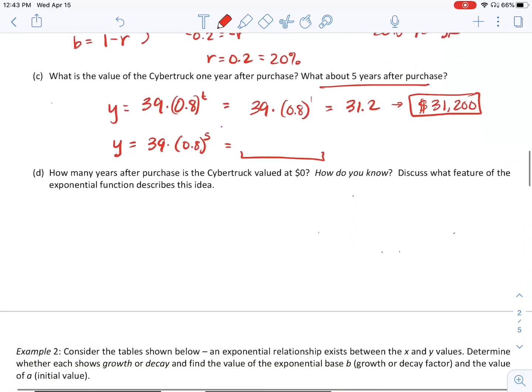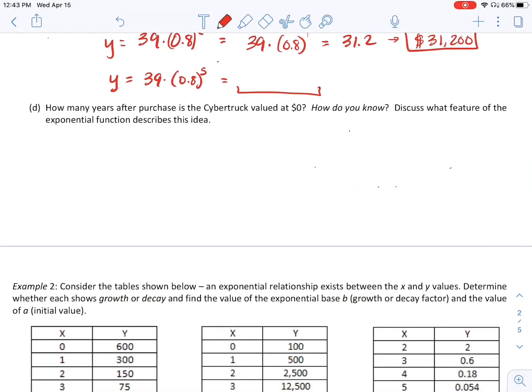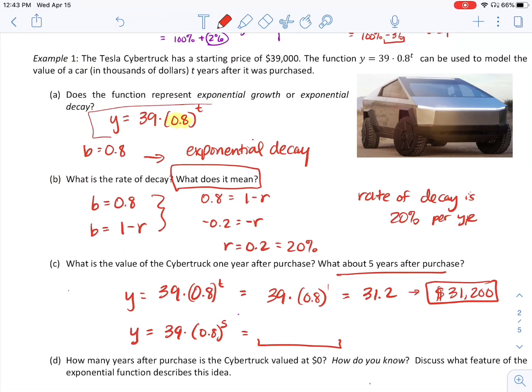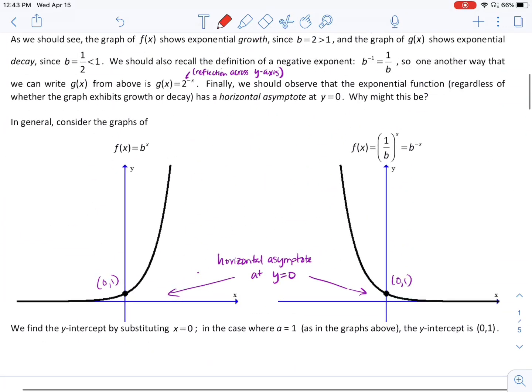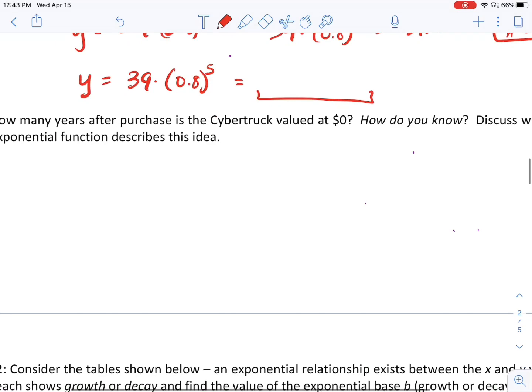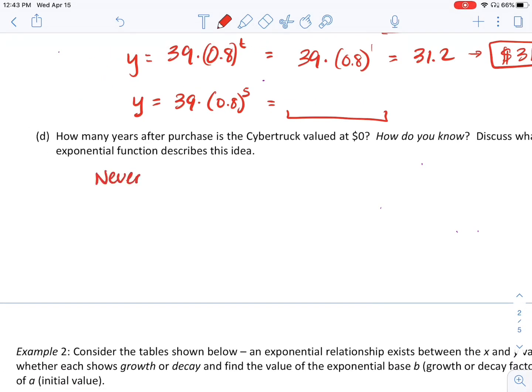How many years after purchase is the Cybertruck valued at $0? Well, let's think about this. If we think about it as a decay model, was there any time in which the decay model could ever reach 0? No, because there's a horizontal asymptote at y equals 0, meaning that it never reaches $0. And I know this because it's an exponential decay model, and exponential decay models have horizontal asymptotes.